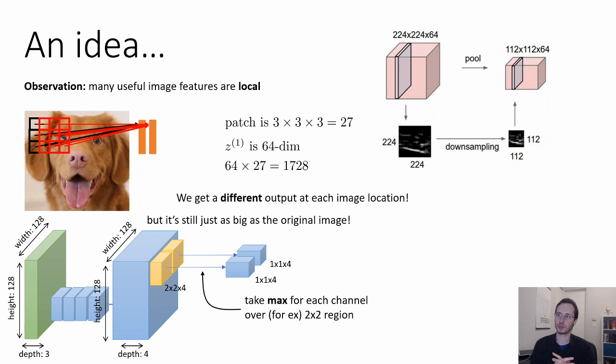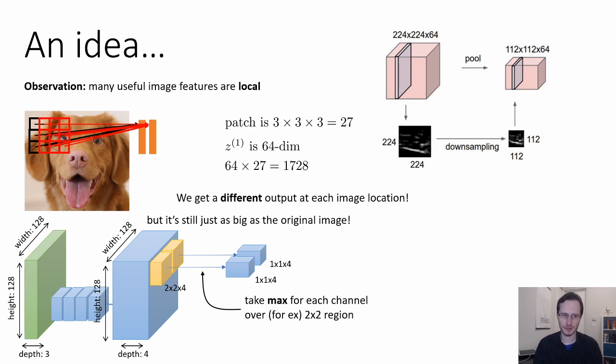So here's a little picture of what this looks like in this case for a 224 by 224 by 64 map. The little black and white image shows the response for one of the filters, basically one of the features in this 224 by 224 map. And when we do max pooling, we basically take the brightest pixel in each 2x2 region.